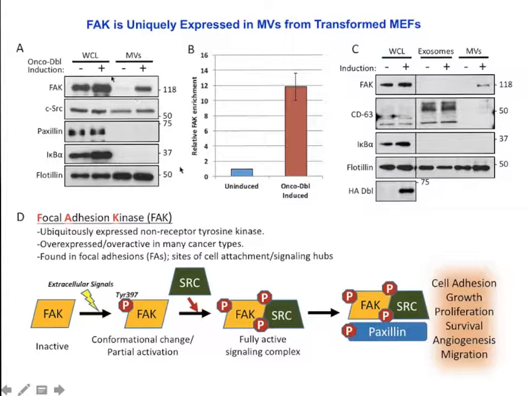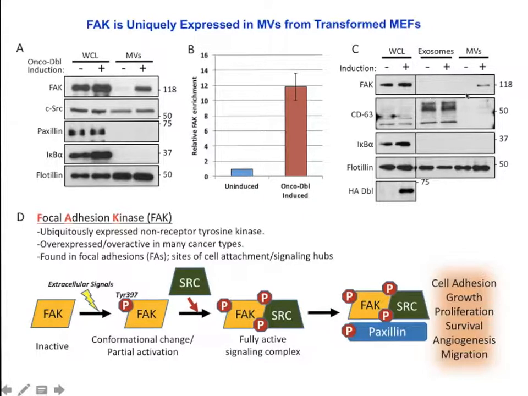You can see here are the MVs derived from the control MEFs, and then here are the MVs from the MEFs expressing oncodibble. And you can see this high enrichment of FAK in the microvesicles. We've done this over a number of experiments, and we always see about a 12-fold increase, at least, in these vesicles. The other really interesting thing that we found is that it's specific for the microvesicles, and the exosomes that we isolate from these same cells do not contain FAK. So FAK appears to be only in the microvesicles from the transformed cells, and only in that class of extracellular vesicle. They're lacking from the exosomes derived from the same cells.